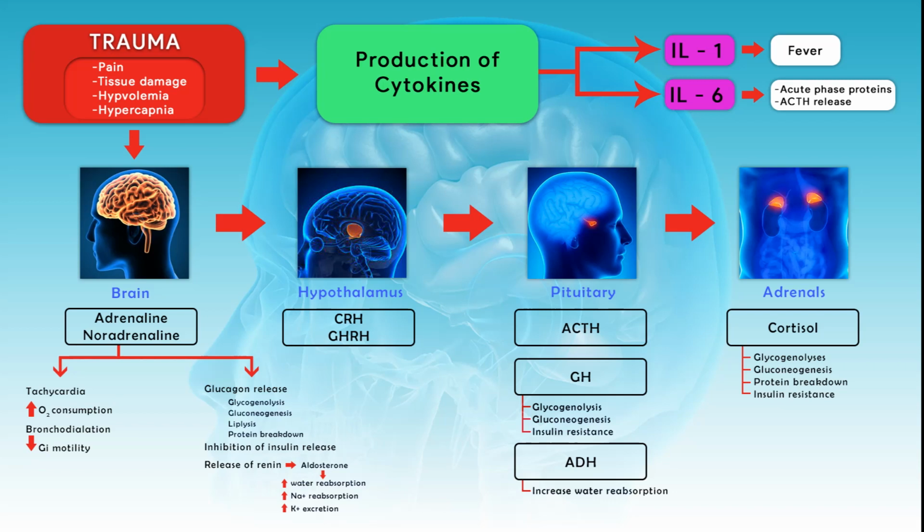The posterior pituitary gland also secretes ADH, which increases water reabsorption and facilitates water conservation. So, to summarize, three systems mainly contribute to metabolic responses to trauma. These systems are the sympathetic nervous system, the neuroendocrine system, and the immune system. Activation of these systems results in breakdown of carbohydrates, lipids, and proteins, inhibition of anabolism, and conservation of water and sodium. Inflammation also helps in tissue repair and control of infection.